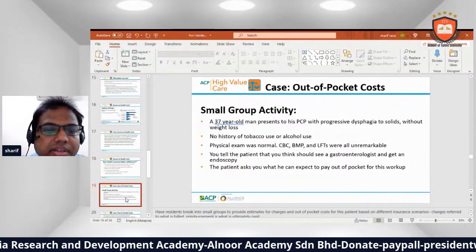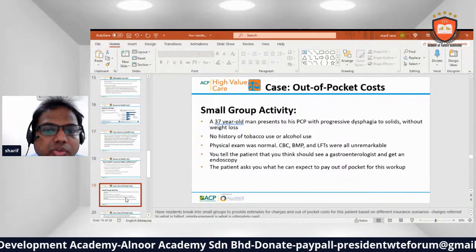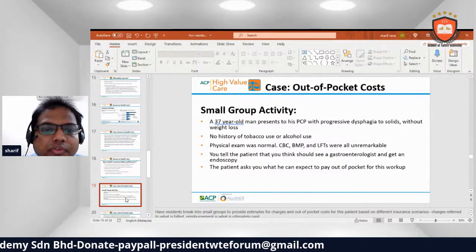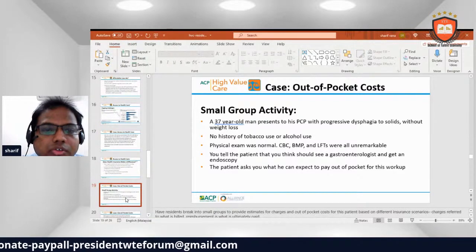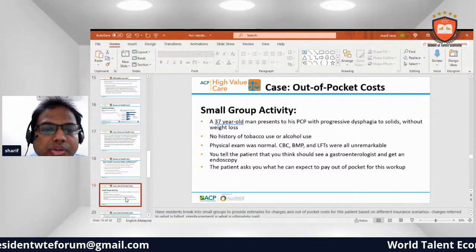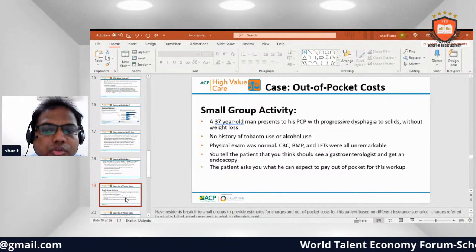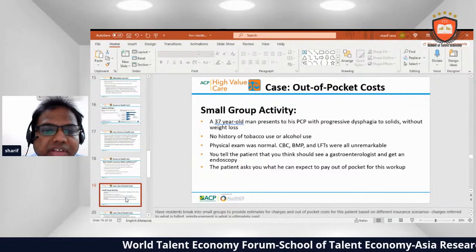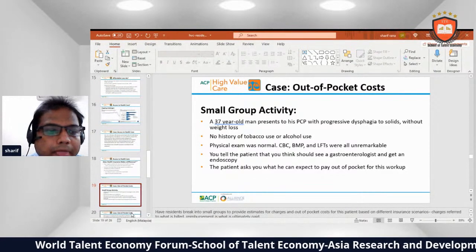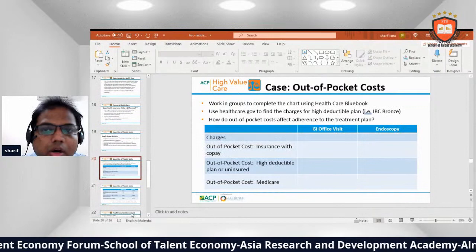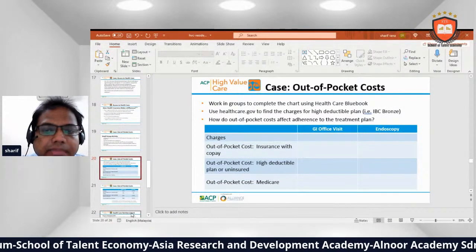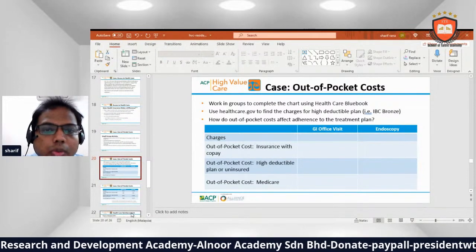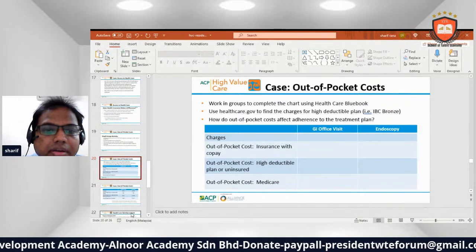Small group activity. A 37-year-old man presents to his PCP with dyspepsia, no history of tobacco or alcohol use. The physical exam is normal. You tell the patient that you think he should see a gastroenterologist and get an endoscopy. The patient asks what he can expect to pay. Case: out-of-pocket cost. Work in groups to complete the chart using Healthcare Bluebook. Use healthcare costs and discuss how out-of-pocket cost affects adherence to treatment.